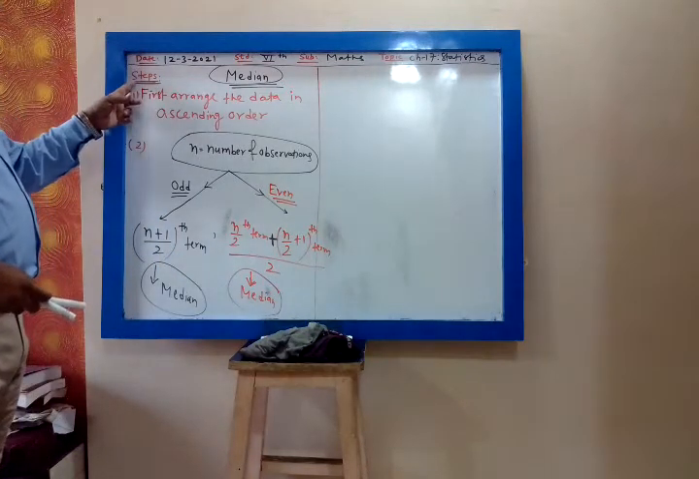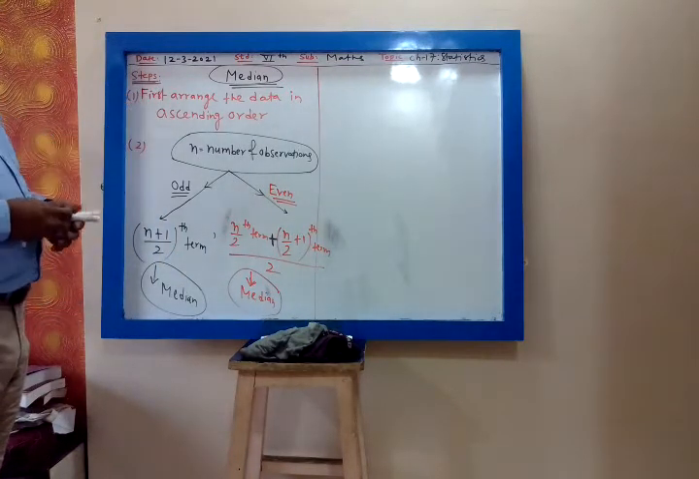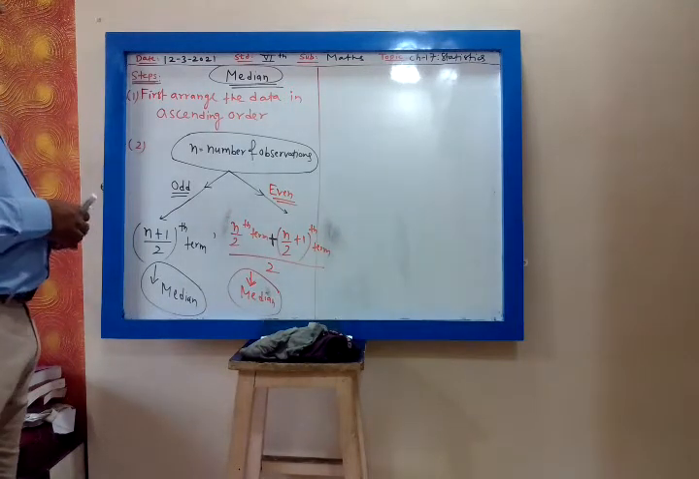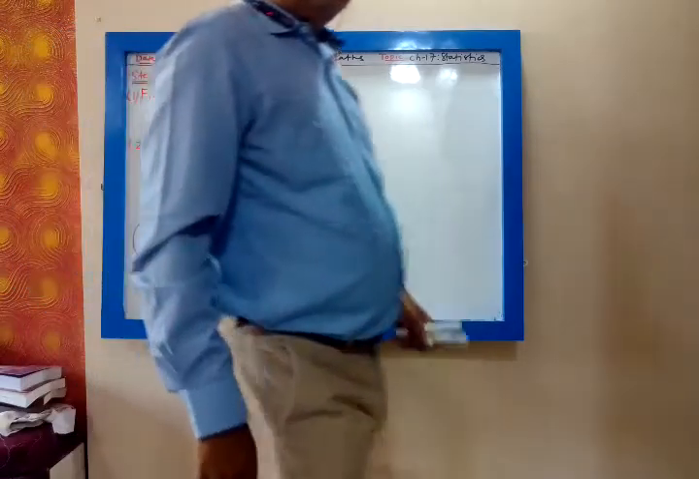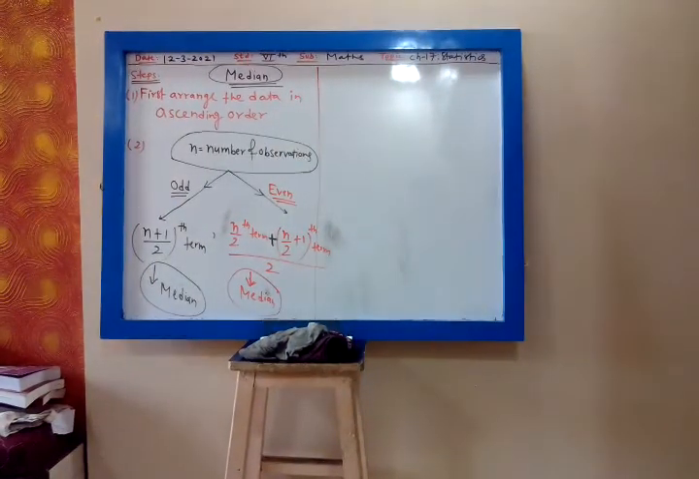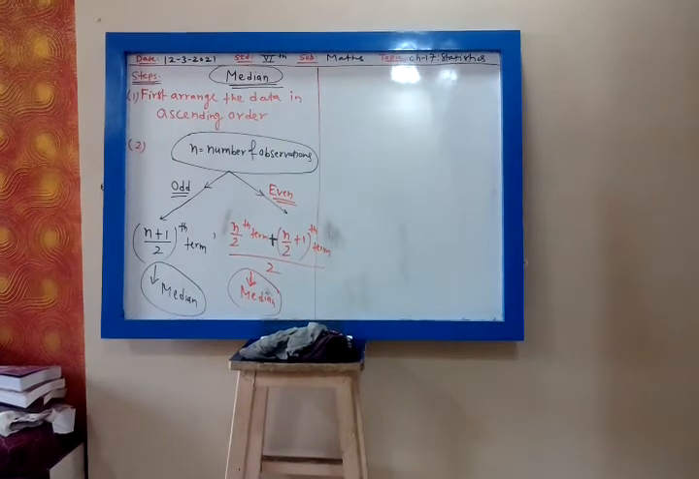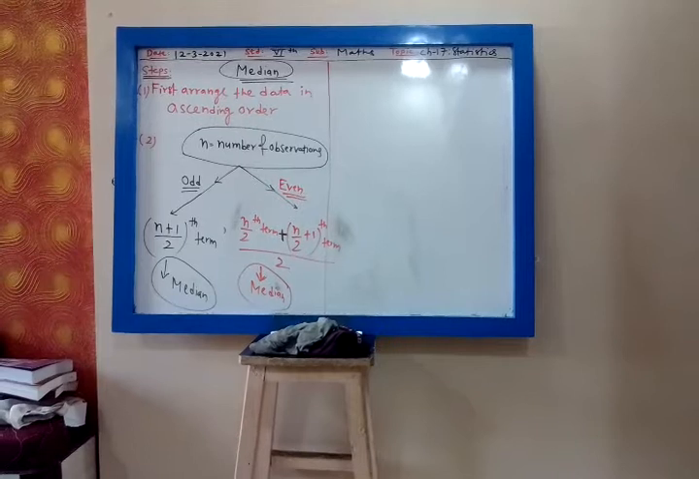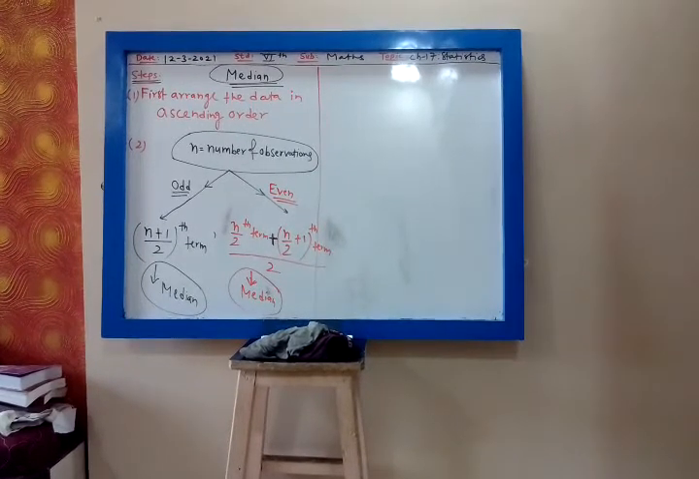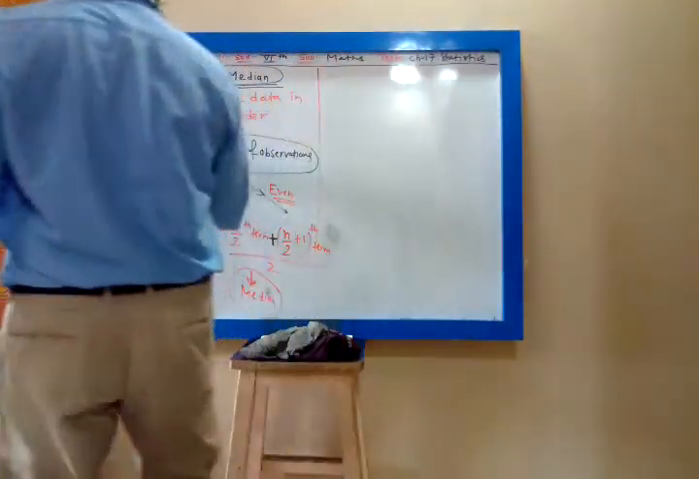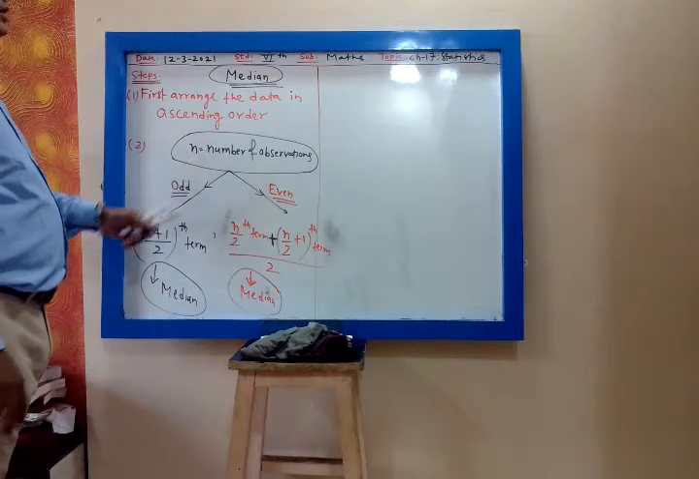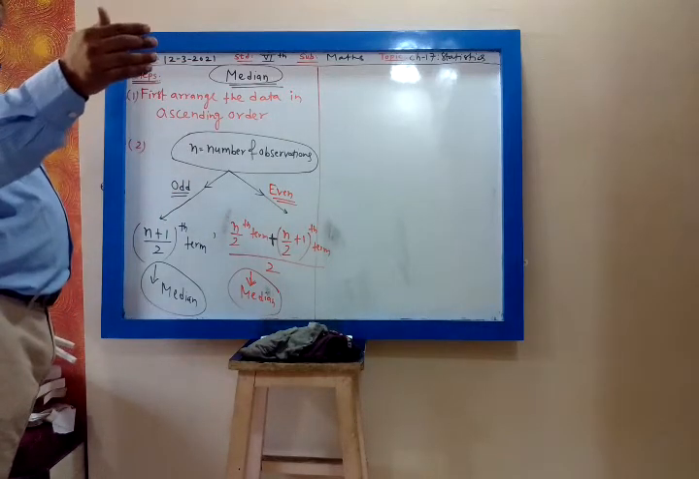The median steps are: first, arrange the data in ascending order. Ascending order means increasing order. In median, write down this: ascending order, increasing order. First, we arrange the data in ascending order. Then, second step, n is the number of observations. Small n is the number of observations, meaning how many values are given.